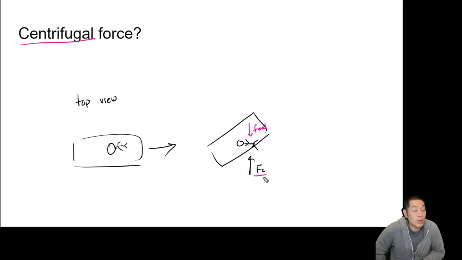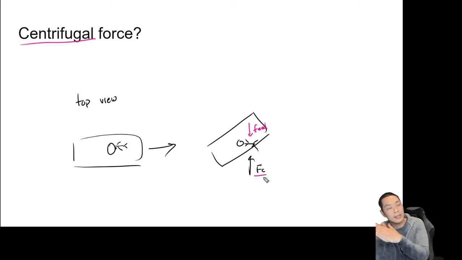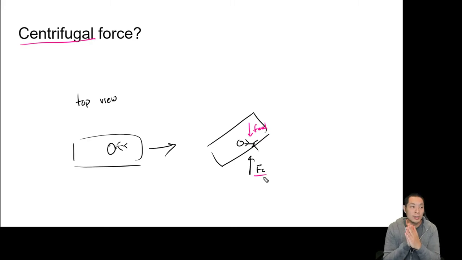In a roller coaster ride, if the roller coaster is going to the left, you feel like you're getting slammed to the right side of the wall. That's just because of inertia. You want to move forward.